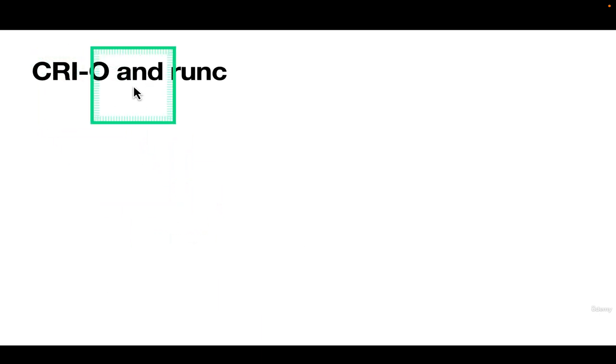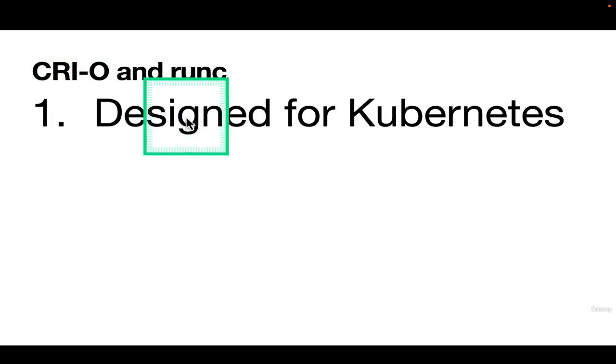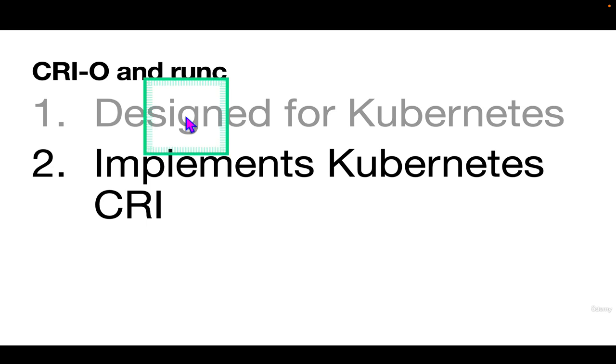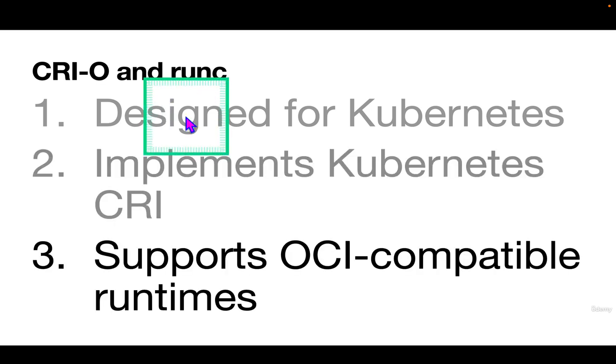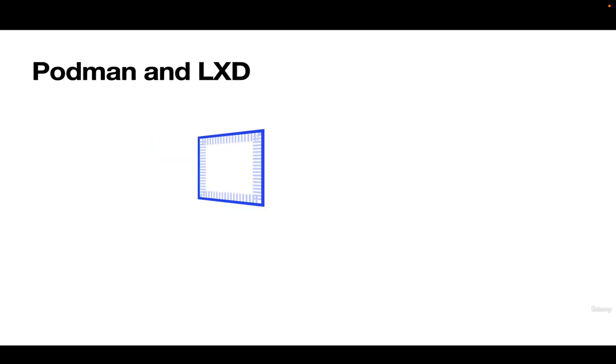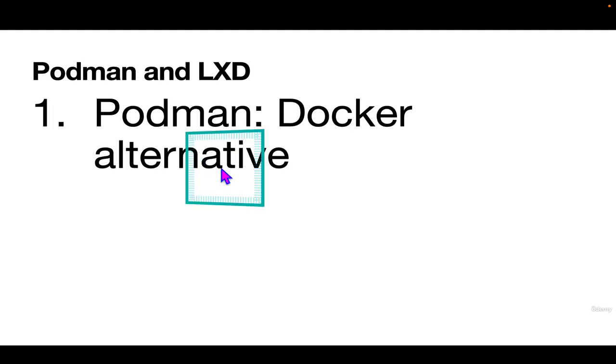So CRI-O and runc, designed for Kubernetes. CRI-O is a lightweight container runtime specifically designed for Kubernetes. It implements the Kubernetes container runtime interface, CRI, for seamless integration. It supports OCI compatible runtimes like runc, ensuring a wide range of compatibility with other container engines. Podman and LXD. Podman, Docker alternative.